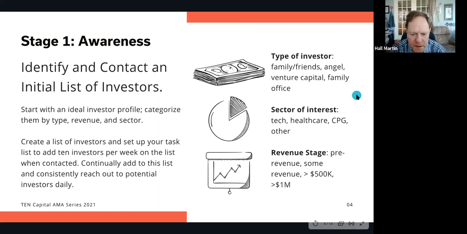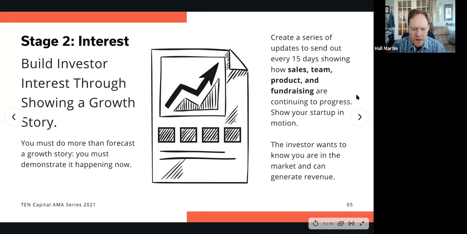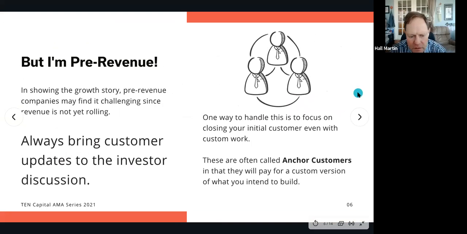If you build a relationship, this will be a lot easier as well. So once you have some initial contacts and so forth, and again, make sure you capture them someplace so you keep track of who you have contacted and where they are in the process. We move to the next slide, number 5, and talk about the next level or stage, which is interest.